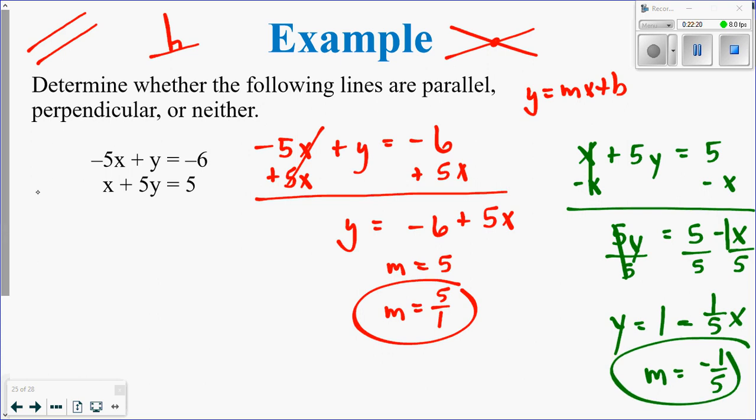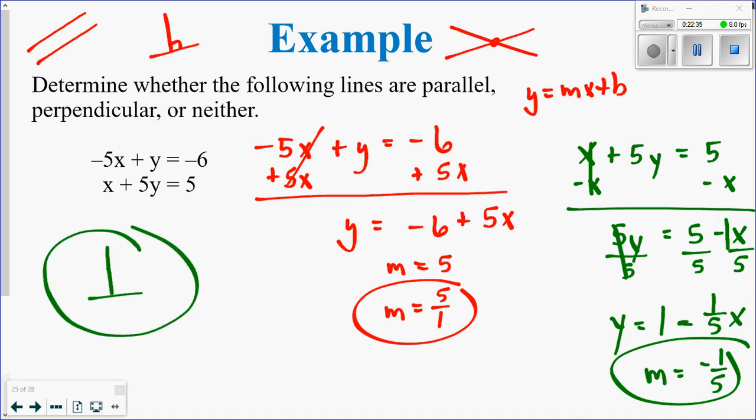So now look at your two numbers. So are they opposites? One is positive, one is negative. Are they opposites and reciprocals? 5 over 1, flip it, 1 over 5. So these are indeed perpendicular to each other.